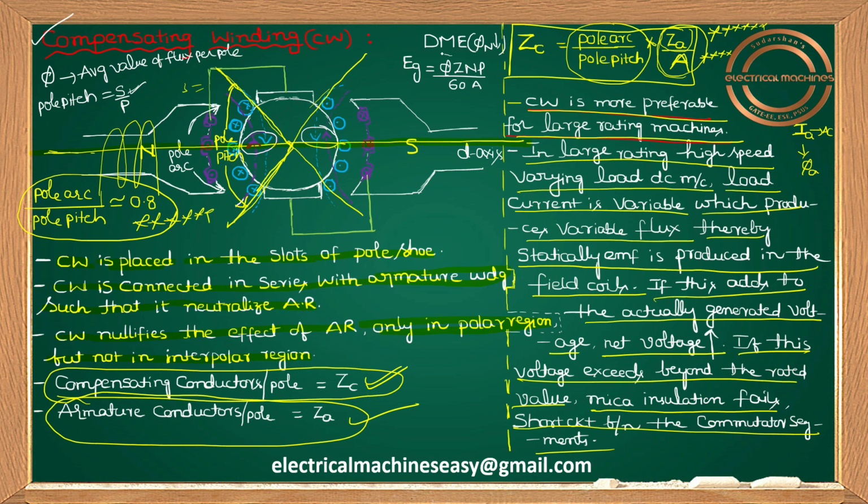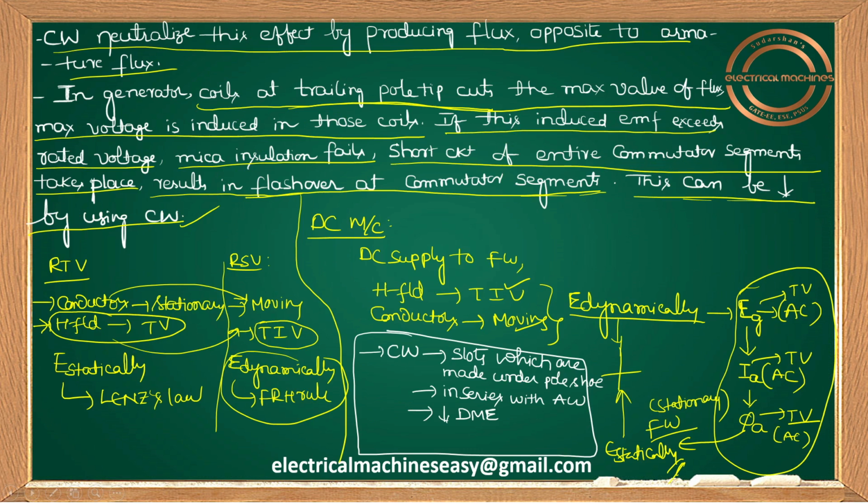In this formula, phi means the average value of flux per pole. That flux was reduced because of armature reaction. Now, because of placing a compensating winding, it is opposing your armature flux. That means it is neutralizing armature reaction here itself. So indirectly the compensating winding reduces the demagnetizing effect.